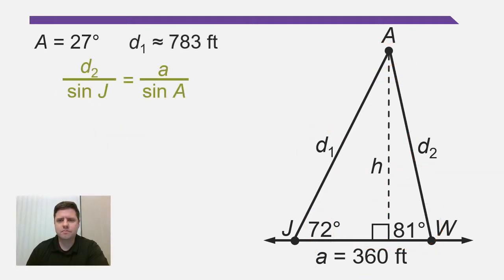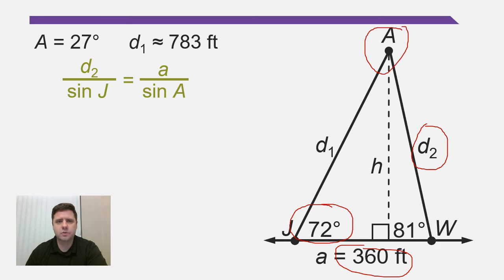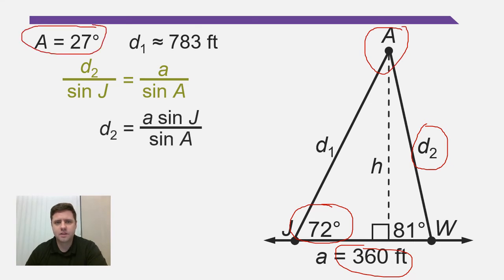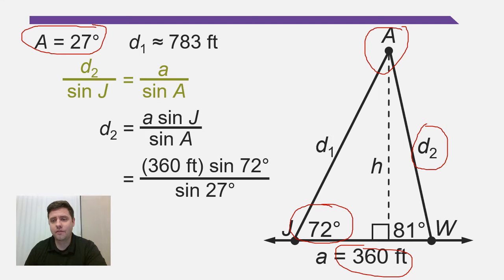Now we can do the same operation for finding D2. In this case, we're going to do the sine of J, which is the 72 degrees, and then 360 feet again over the sine of this angle, which we already determined was 27. So again, we plug all of those numbers into our calculator, and we get an answer of 754 feet.